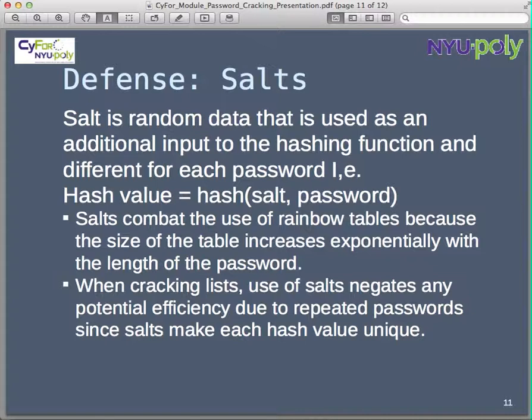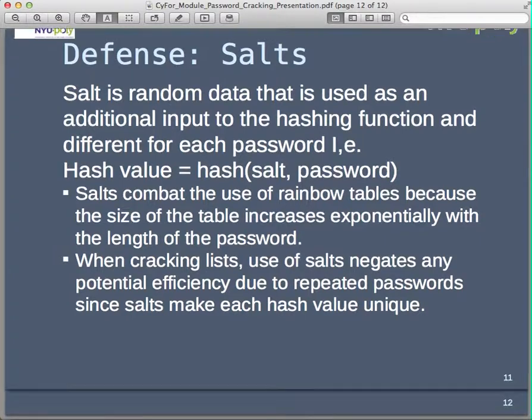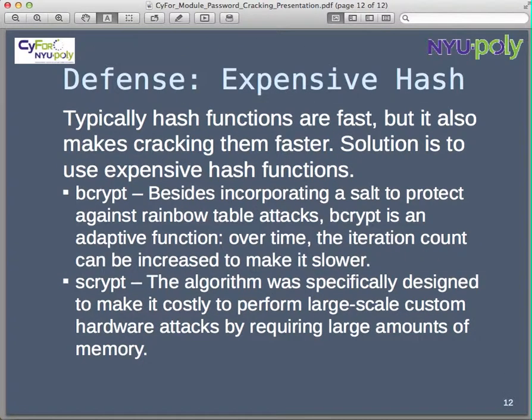So what salts essentially do is they require the rainbow tables to be bigger because they make the passwords longer in essence. And also when you're cracking a list of passwords, there's really no advantage in terms of cracking them, even if there were a lot of repeated passwords, because the salt makes them unique.